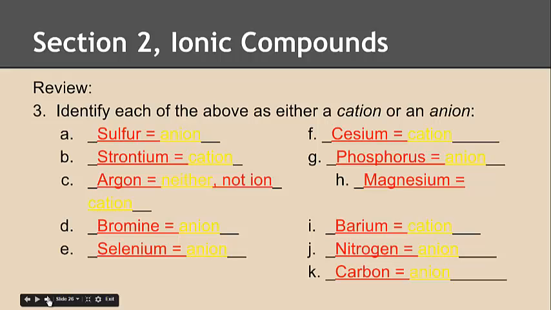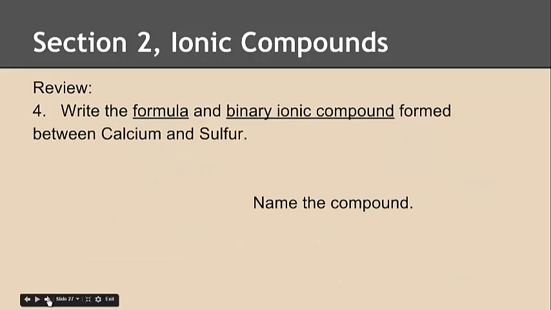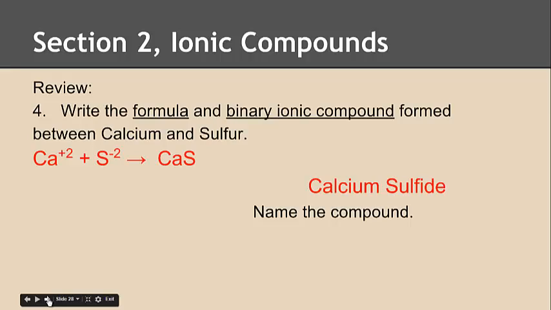Looks like our magnesium's on the next line here. Continuing, number 4, write the formula and binary ionic compound formed between calcium and sulfur. So we need to know what the charge for each is, what the charge for calcium is, charge for sulfur, and combine them. Calcium's a +2, sulfur's a -2. The name, calcium sulfide.